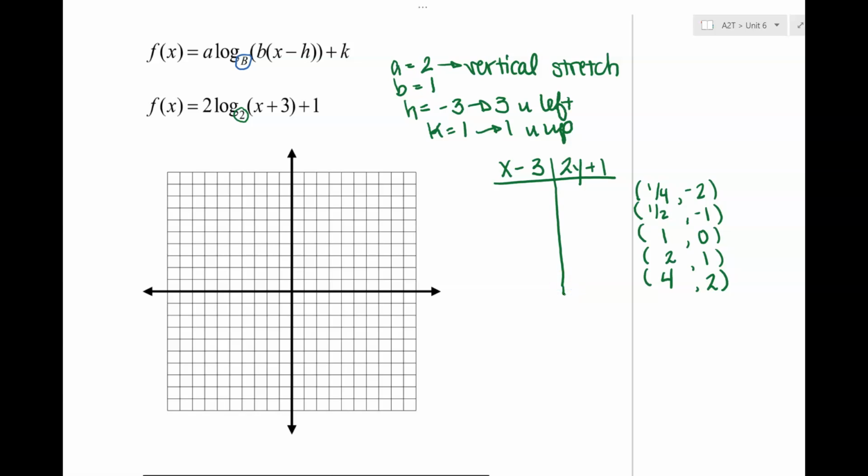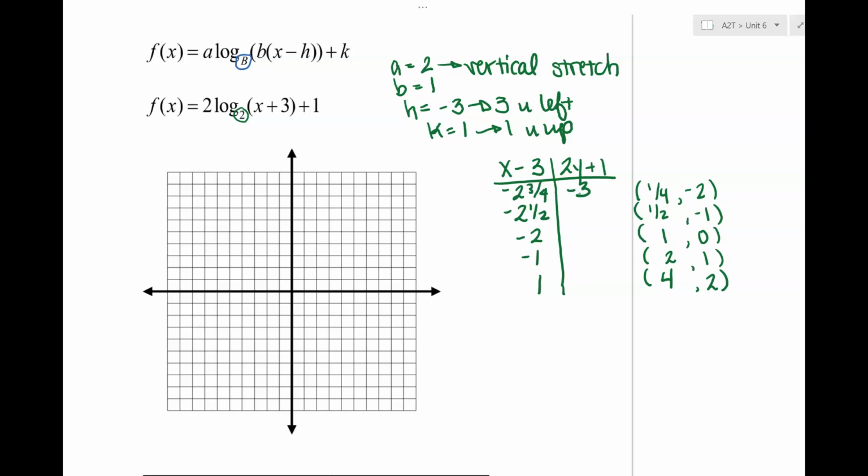If we plug in 1/4 for x, 1/4 minus 3 is going to give us negative 2 and 3/4. If I plug in a half, we get negative 2.5. If we plug in 1, we get -2, 2, we get -1, and then 4, we get 1. Now, plugging in -2 for y, we get -4 plus 1 is -3.